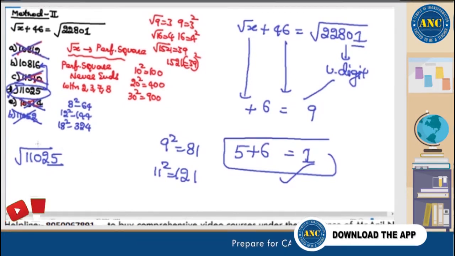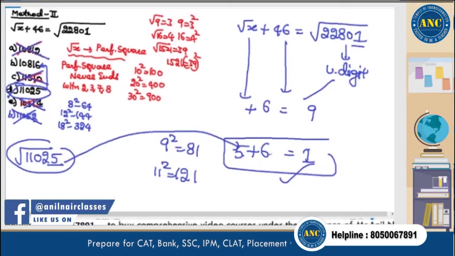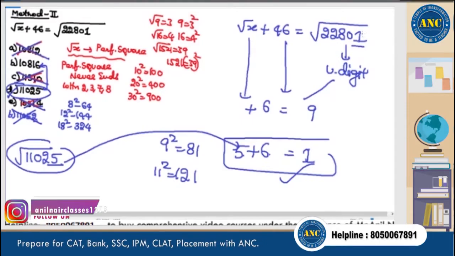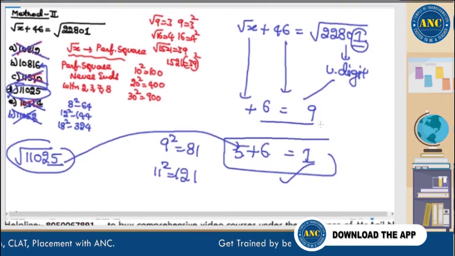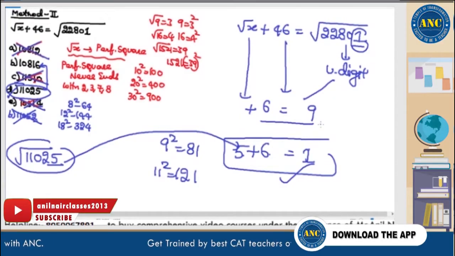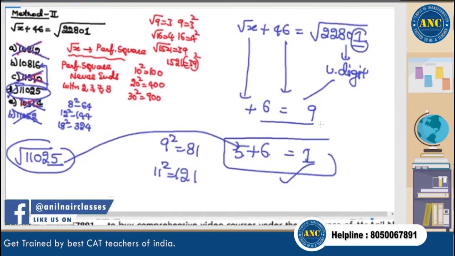Suppose I take 11025, the unit digit is 5. 5 plus 6 is nothing but 11. The unit digit is 1. Why is it not possible? By using the answer options we will discuss, and by using the traditional method also we will discuss.